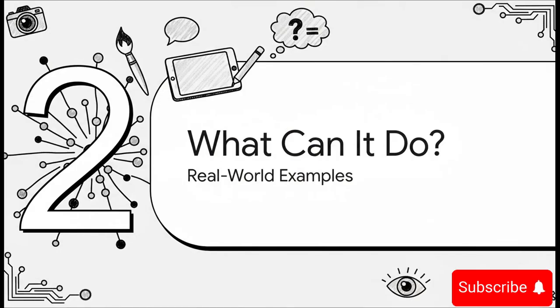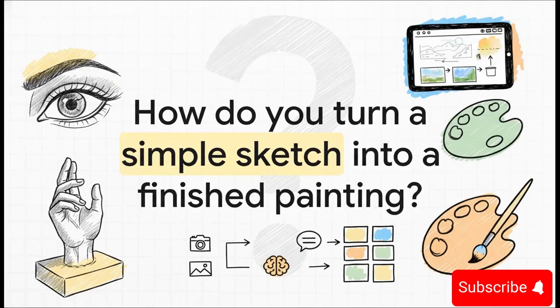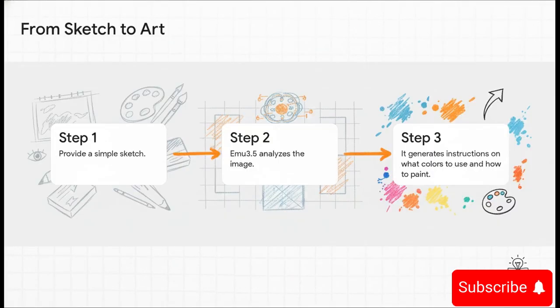So, that all sounds great, but what can an AI that thinks in both pictures and words actually do for you? Let's get into some real-world examples because this is where it gets pretty fascinating. Let's say you've got an idea. You've sketched out a basic drawing, but now you're kind of stuck. You're not quite sure how to get from that simple outline to a finished piece of art. This is where the magic happens.